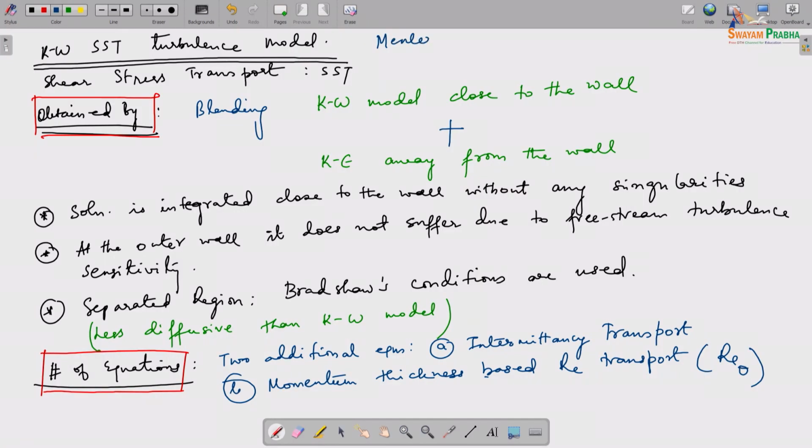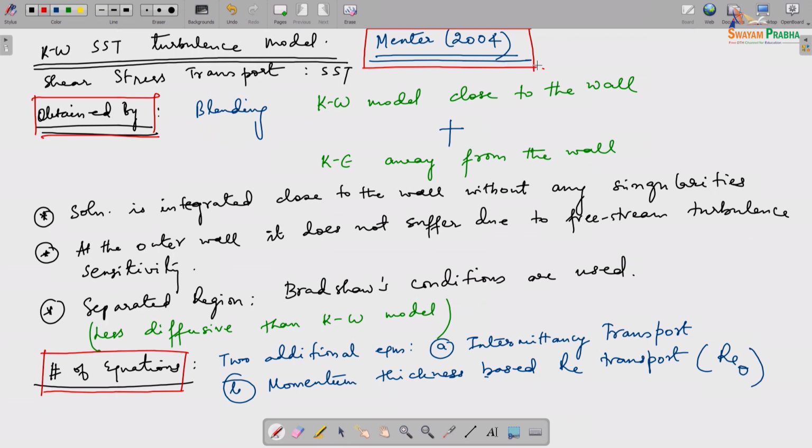I'm not explaining in detail at this point of time; this is just to give you an overview. This is also called Menter's turbulence model, and it is all detailed in a paper by him. All right, so that's all I want to talk about.